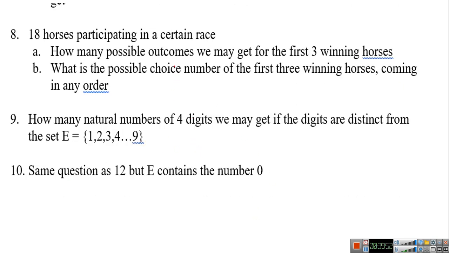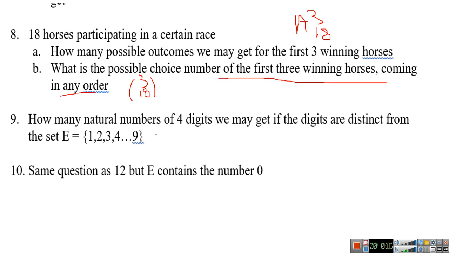18 horses participating in the race. How many possible outcomes do we get for the first 3 winners? So order important, 3 out of 18. I want how many choices for the first three winning horses coming in any order. So I don't care about the order here. So I do combination, 3 out of 18.